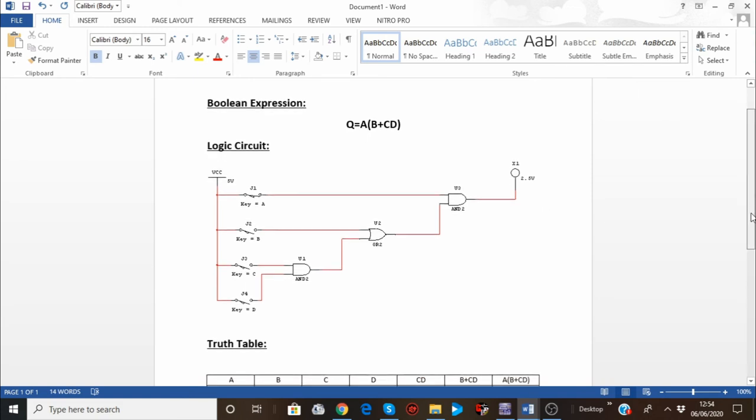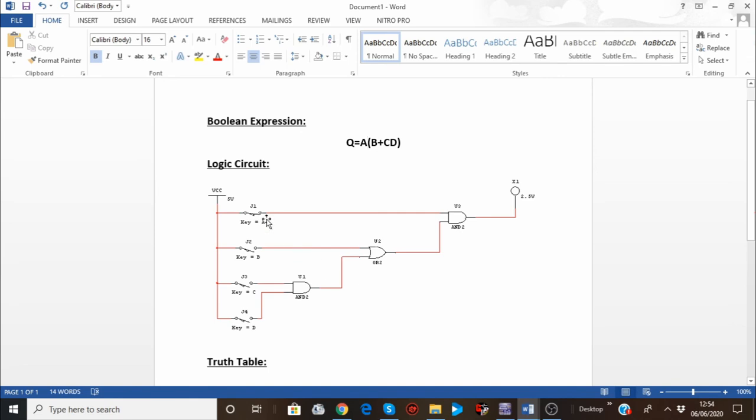Now, to write the truth table, again, you consider the number of inputs. You have four inputs, so 2 to the power of 4 is 16, because the base is 2 and you have 4 inputs.